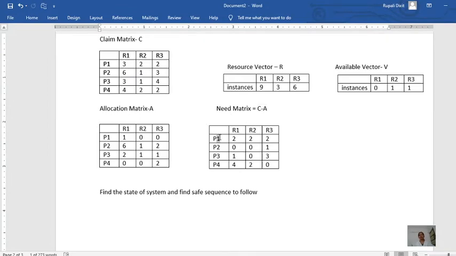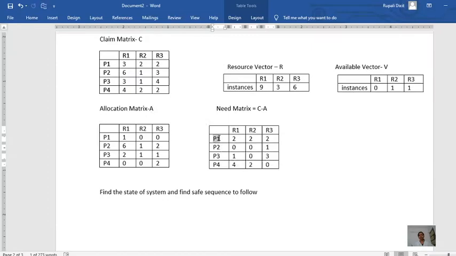As a summary, the P1 process needs 2 R1 type, 2 R2 type and 2 R3 type of more resources to complete its execution. It was initiated with one R1 type of resource, but it still needs 2 each of R1, R2, R3 types of resources to complete its execution, and so on. So this need matrix gives you the demands, the requirements of the processes to complete their execution.